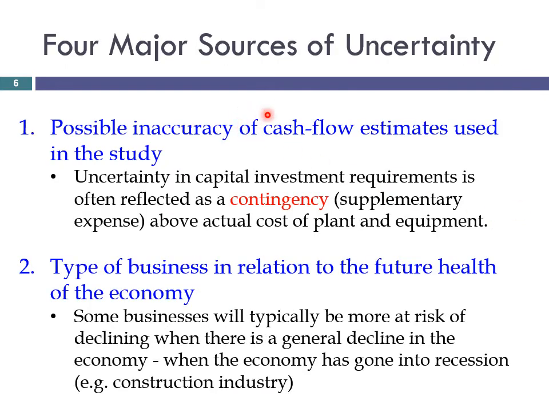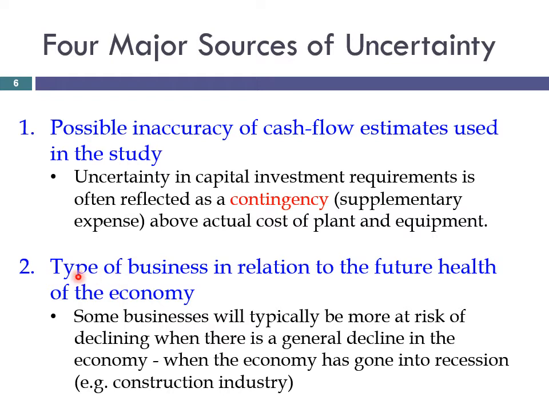What are the major sources of uncertainty? We can talk about 4 major sources of uncertainty. First is the possible inaccuracy of the cash flow estimates used in the study. So in order to have an engineering economic analysis, you need to know the future cash flow, the revenues, costs, and so on. And you may have inaccuracy in these estimates, and because of this inaccuracy, it provides us an uncertainty. Okay?